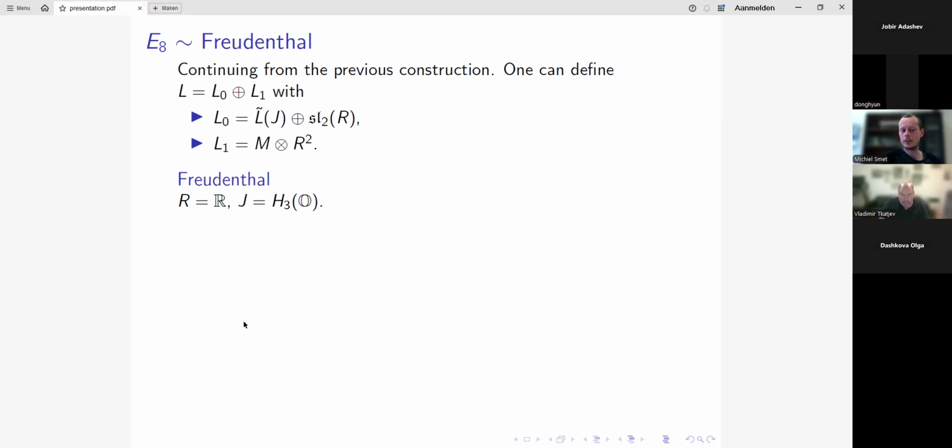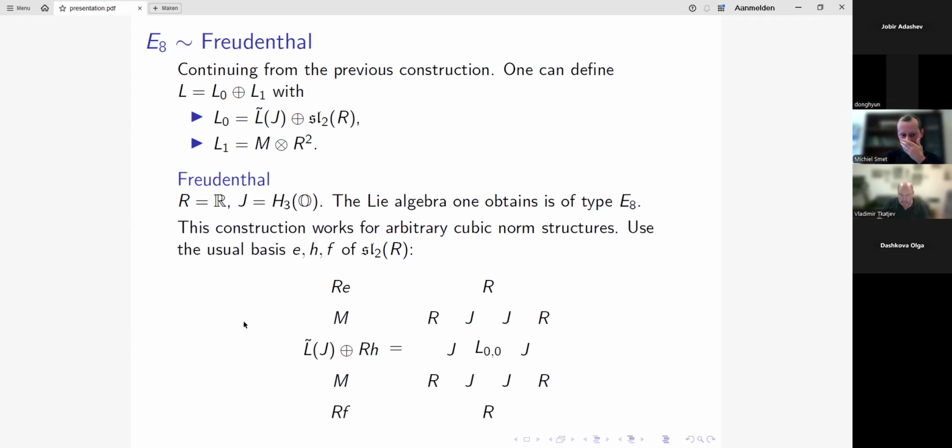This is what Freudenthal did for R equals the real numbers and J equals the usual algebra. And so one obtains a Lie algebra of type E8. Once again, this construction works for arbitrary cubic norm structures. And you can say a bit more about the gradings of this Lie algebra. As before, I said that we had a Z divided by 2Z grading of this Lie algebra. You can refine this grading into a Z grading, which is the grading you see on the left.